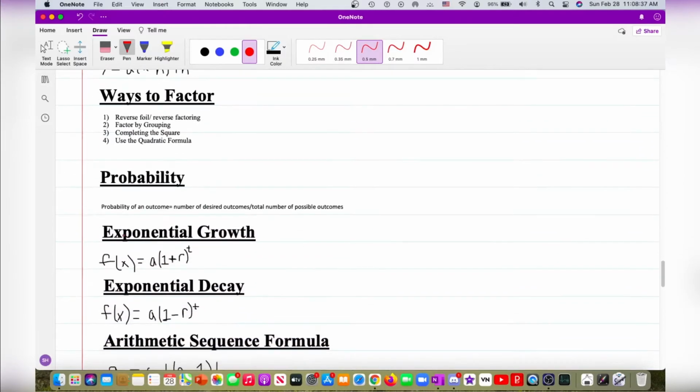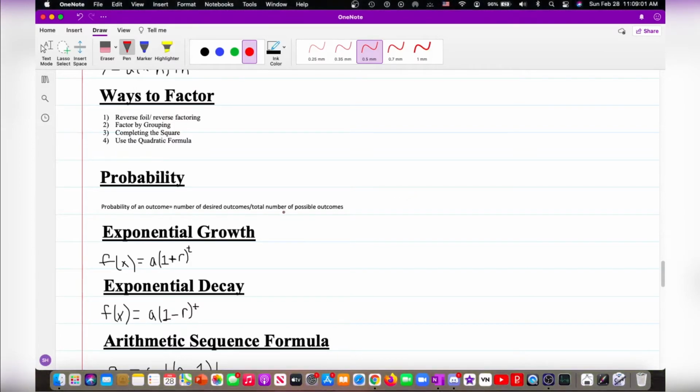Okay, next is probability. The probability of an outcome to occur is the number of desired outcomes over the total number of possible outcomes. Usually you're given a chart and it'll be separated. My advice for this one is just read the prompt well, because sometimes misreading can get you the wrong numbers.